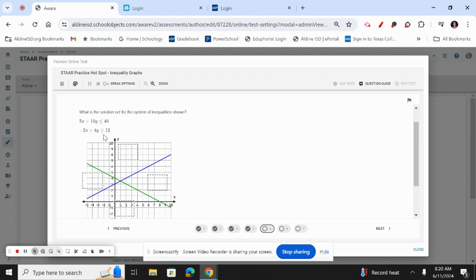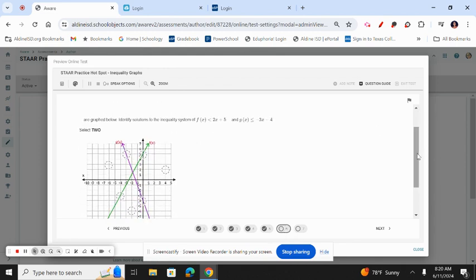I go to 4y is greater than or equal to 12, divided by 4, y is greater than or equal to 3. So here's 3. I want to be above the 3. So that means I would be above the blue line. Alright, so green was below down here, either one of these two, and blue was above, either these two. The ones that overlap is this one right here, and that's the one where the shading would be.